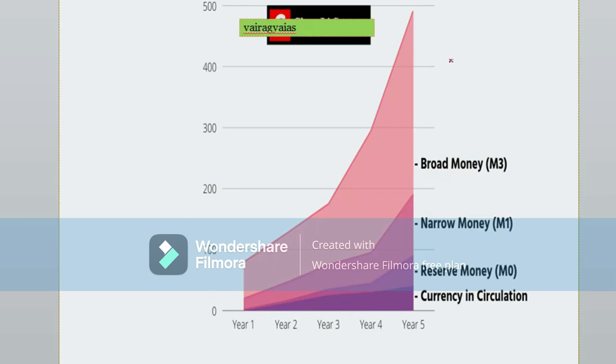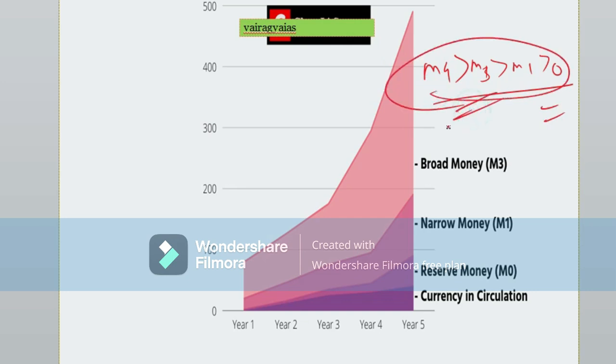Now you see the graph showing the reduction in the value in the market. So M4 is highest, then M3 is second highest, M1 is third, and comes M0. So in this way the value of money present in the market is reducing in overall scenario.